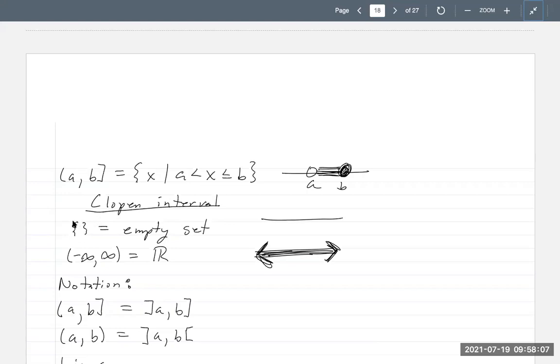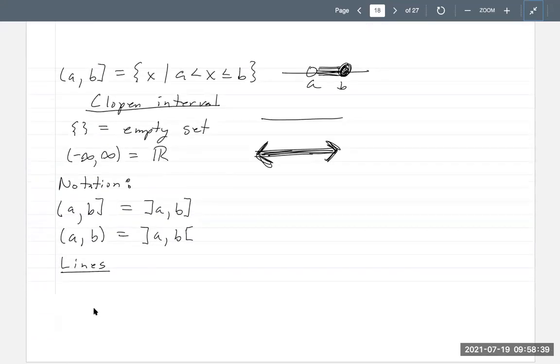So the empty set. Well, you can't really draw it, but the empty set, nothing. And so the empty set is both closed and open. And, well, the real line. So everything. So nothing and everything. Those are the two clopen intervals. So the real number line, so negative infinity to infinity, it's just everything.